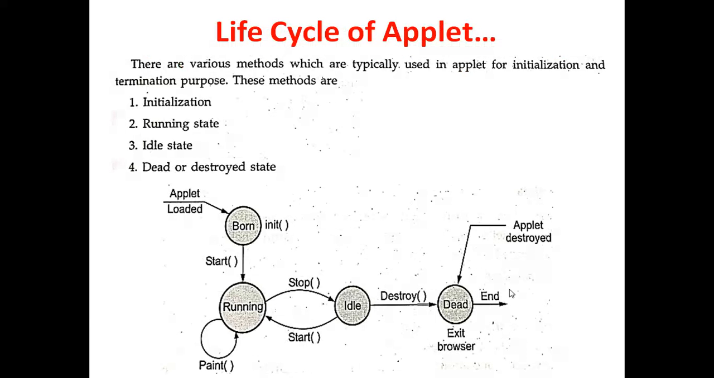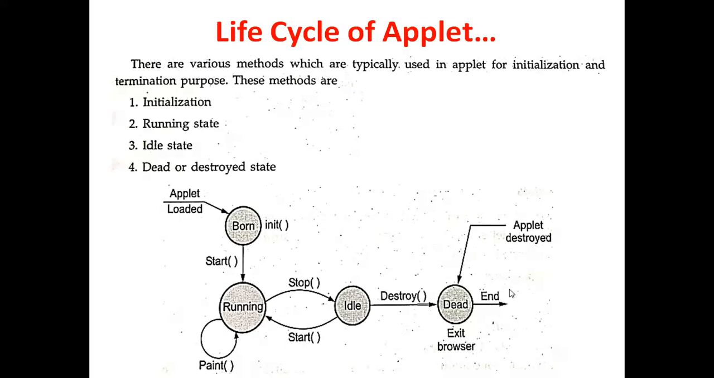We'll see the life cycle of an applet. There are various methods which are typically used in an applet for initialization and termination purposes. The life cycle of an applet has four different stages, that is initialization, running state, idle state, and dead or destroyed state. What these four stages mean, we'll see in detail.